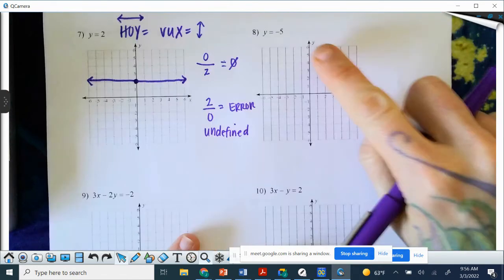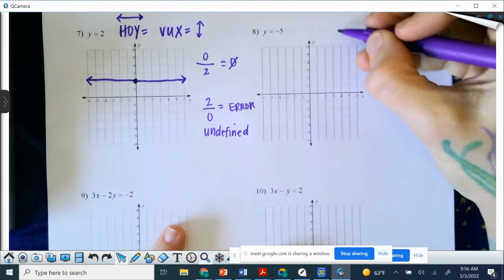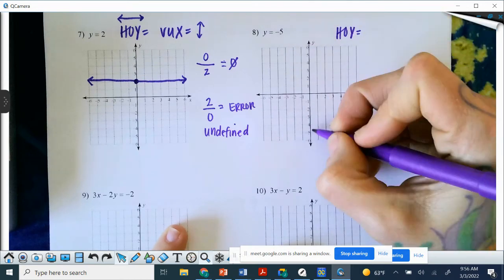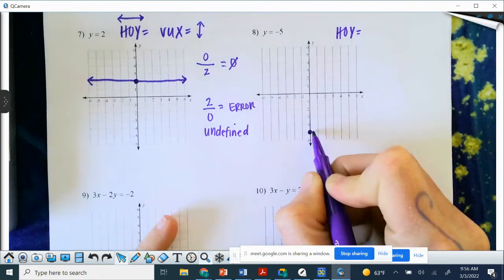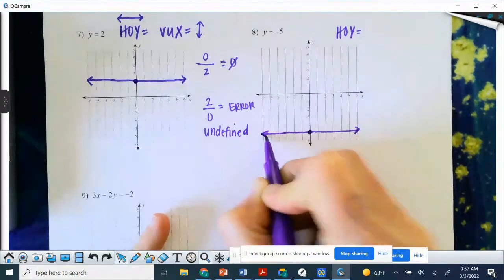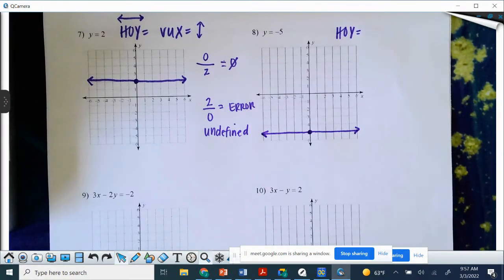So number 8 again is a y equals, so that's our Hoy, horizontal line, 0 slope, y equals. So I'm going to go on the y-axis at -5, and then draw a horizontal line, which is going left to right, flat lined, and that would be your line for y = -5.